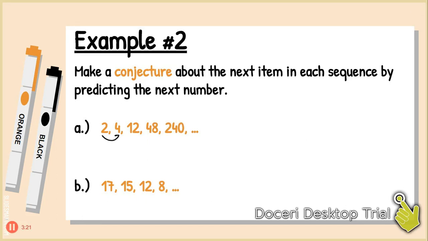Well, I notice that to get from 2 to 4, I multiply by 2. To get from 4 to 12, I multiply by 3. To get from 12 to 48, I multiply by 4. And then from 48 to 240, I multiplied by 5. And so then I would take 240 times 6, and that would give me my conjecture, or what I think my next item in that sequence would be, which would be 1,440.